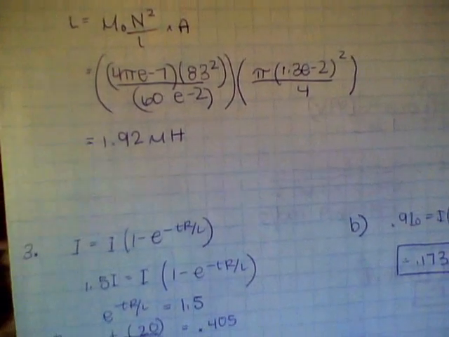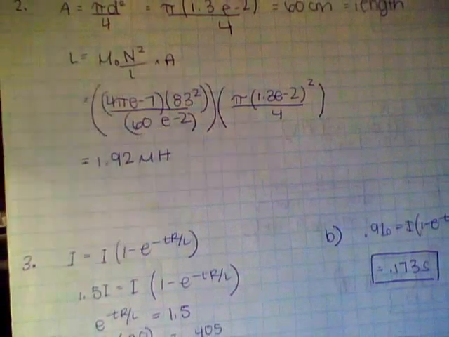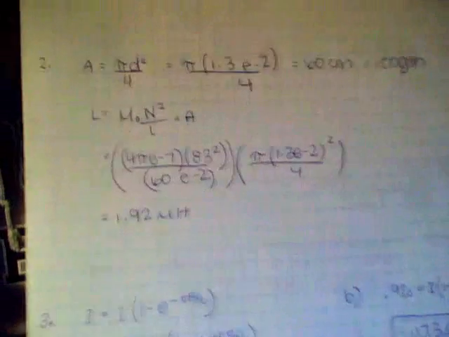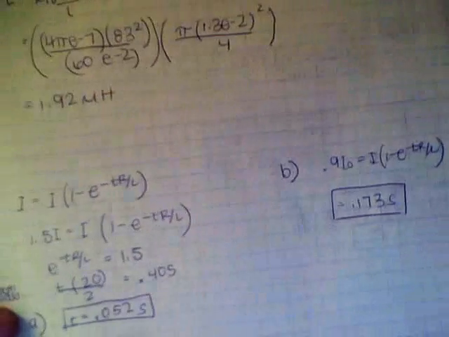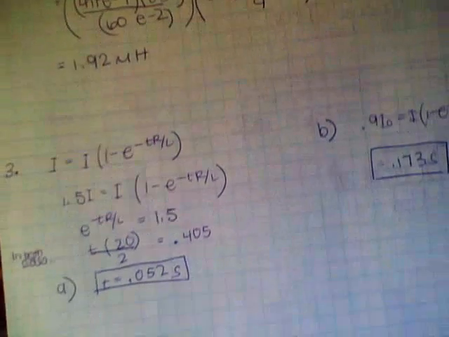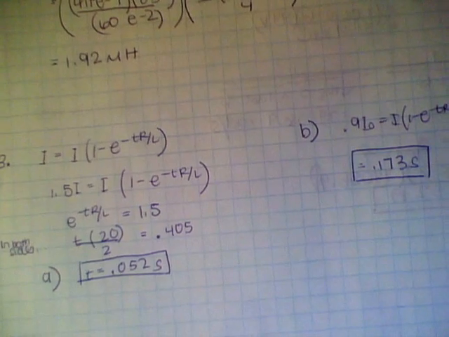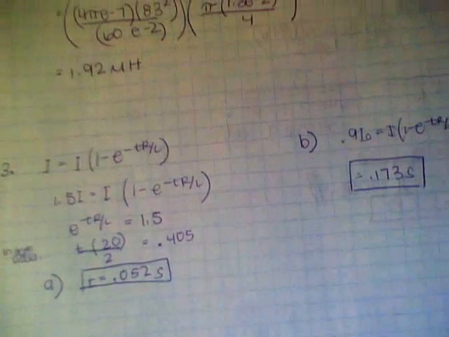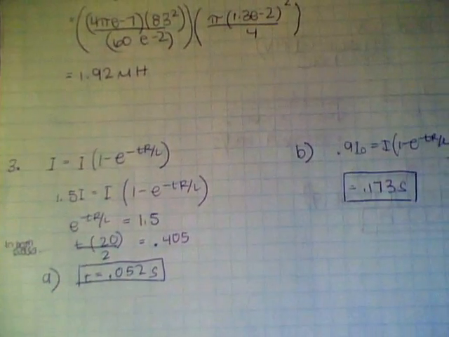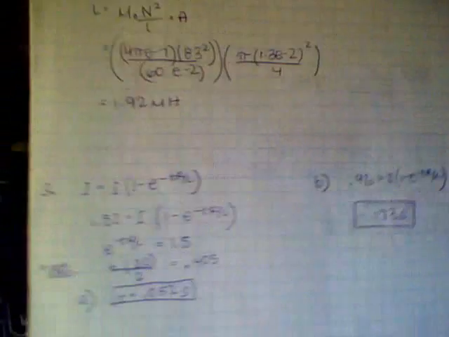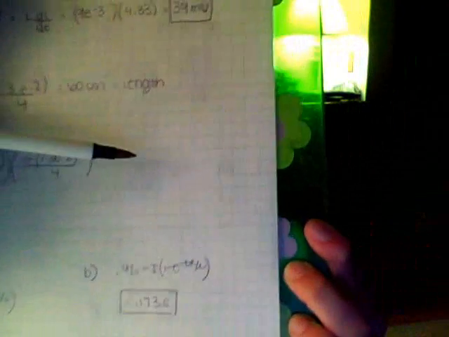Number 3, the equation for a charged particle is that, and then you plug your numbers into that. Solve for t, ln both sides to get t equals 0.052. And then for b, you do the exact same thing, and you plug in your other numbers that you were given. It's 1.73.